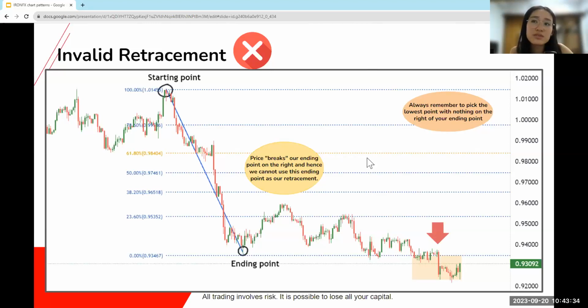Okay, so we always want to remember to pick the lowest point with nothing on the right of your ending point. So this is a bad example to use for a Fibonacci retracement, basically, because price has already broken out of it.